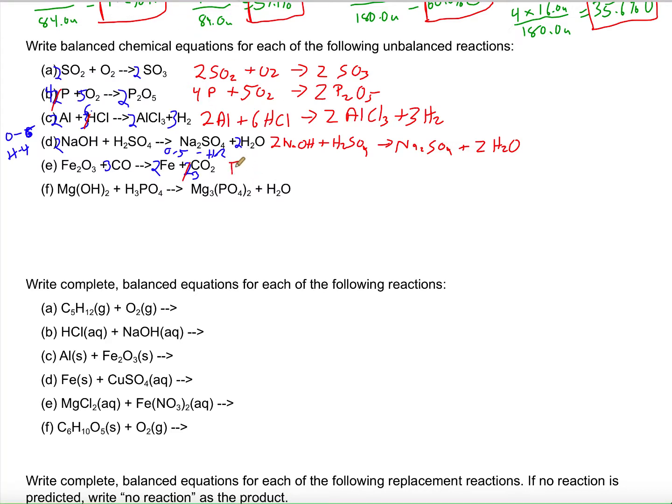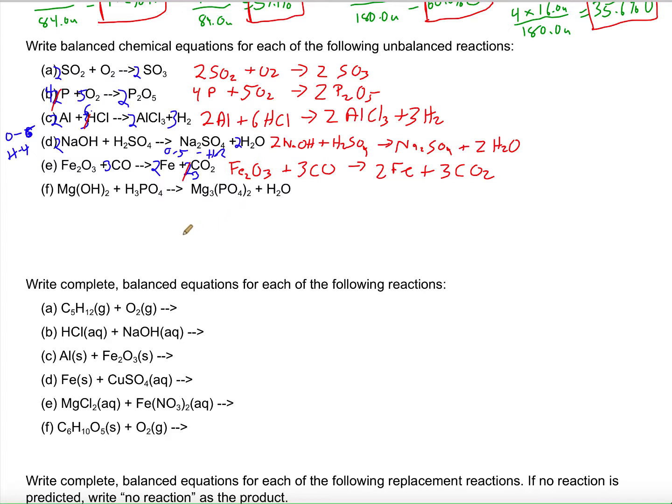Let's write that again. Fe2O3 plus 3CO yields 2Fe plus 3CO2.